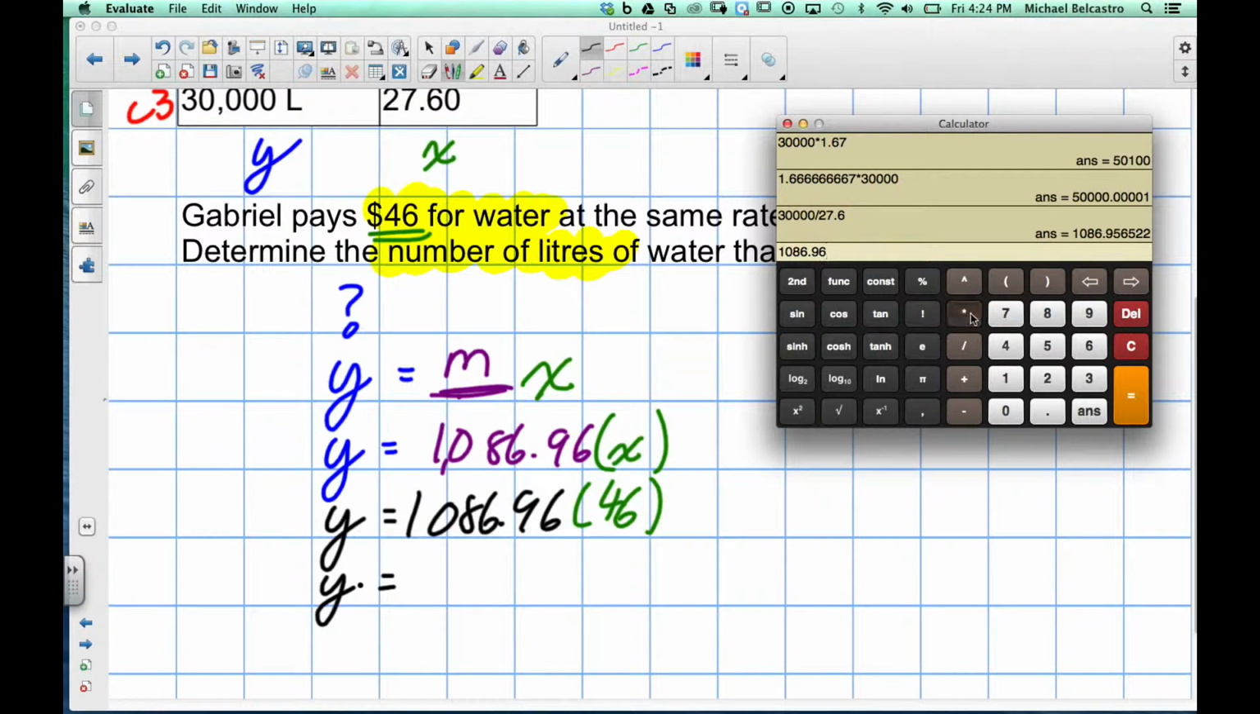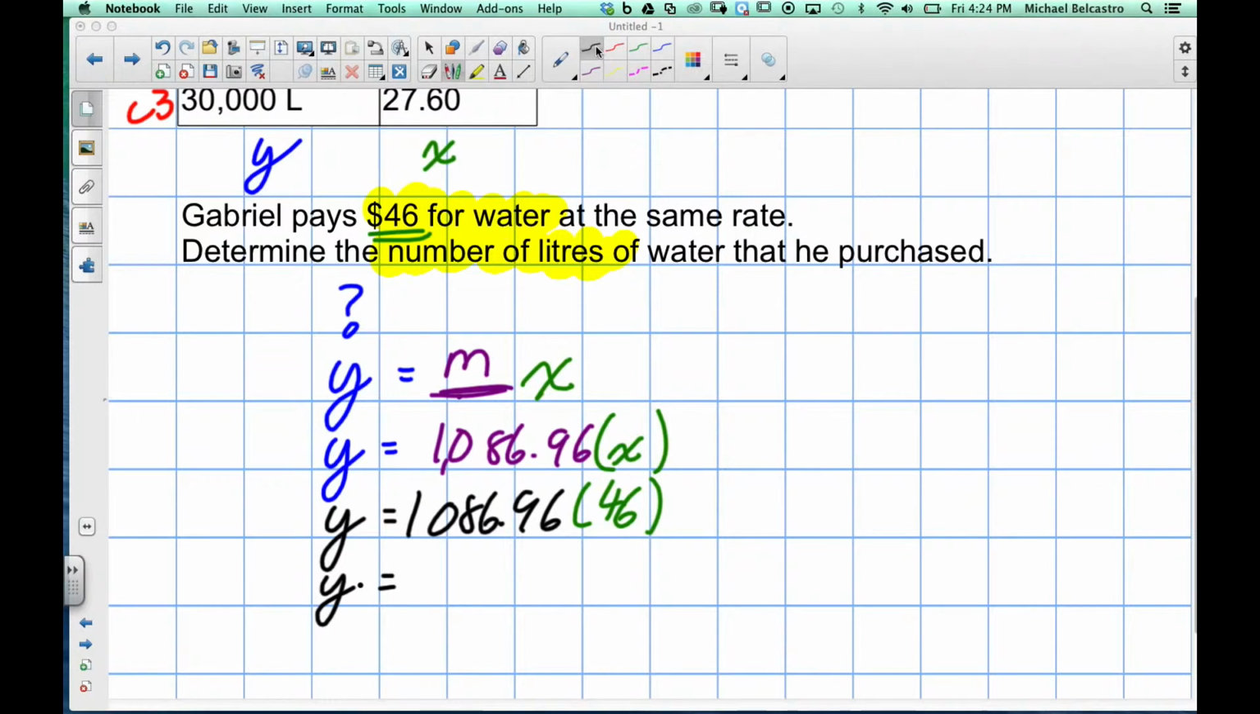1,086.96 times 46, and we get 50,000.61. If we were to round to the nearest whole number, it would be 50,000. You'll notice that 0.61 is due to our rounding. The true number is 50,000 in this case.